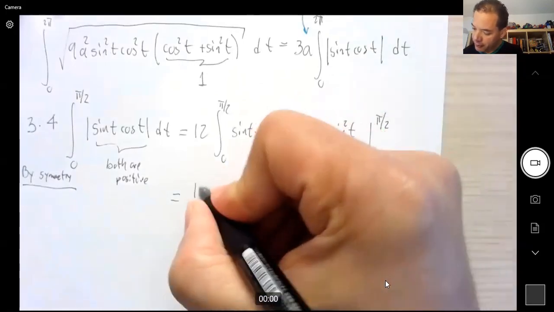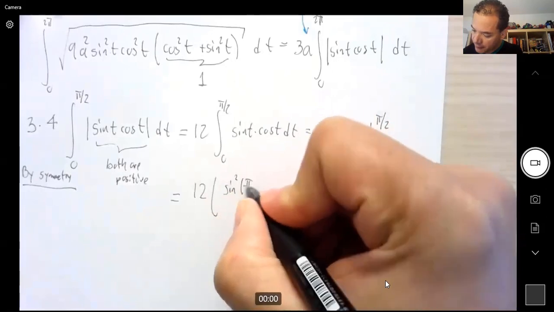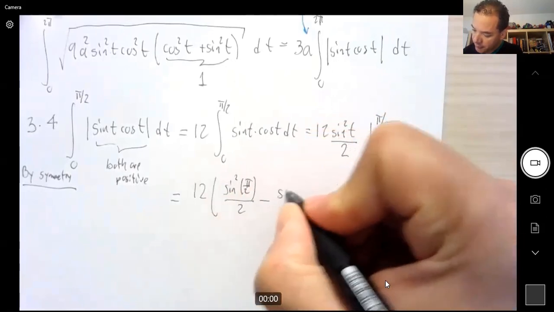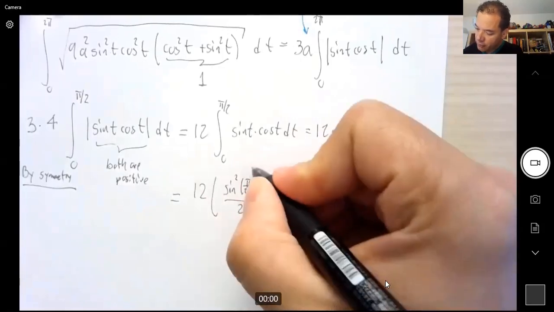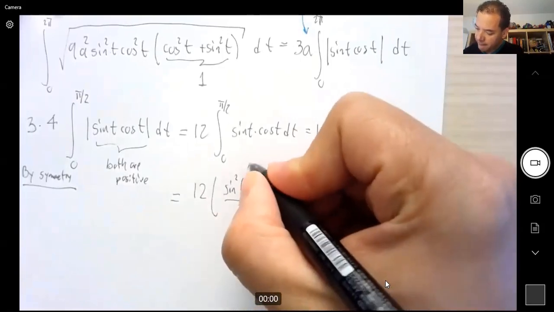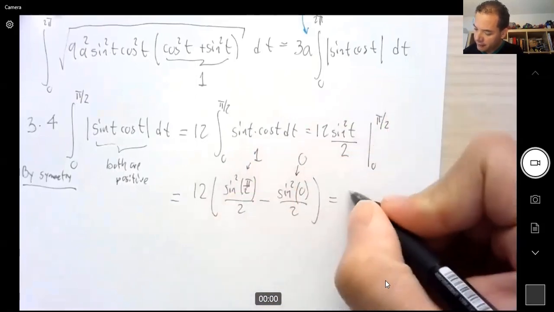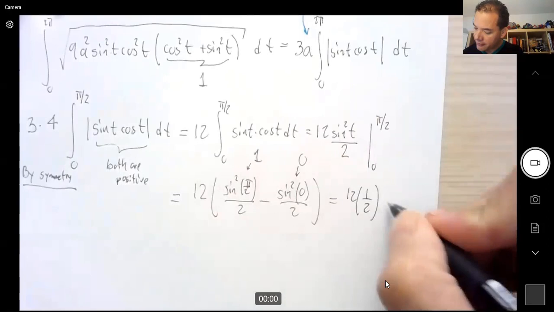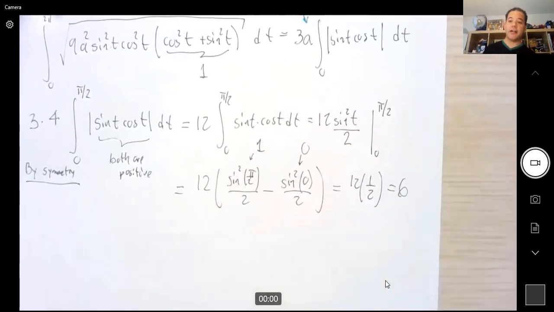And this becomes 12 times sine square of pi over 2 over 2 minus sine square of 0 over 2. This is 1, the sine square, and this is 0. So we get 12 times 1/2, which is 6. So the arc length of that curve is actually 6. All right? And that finishes up our example.